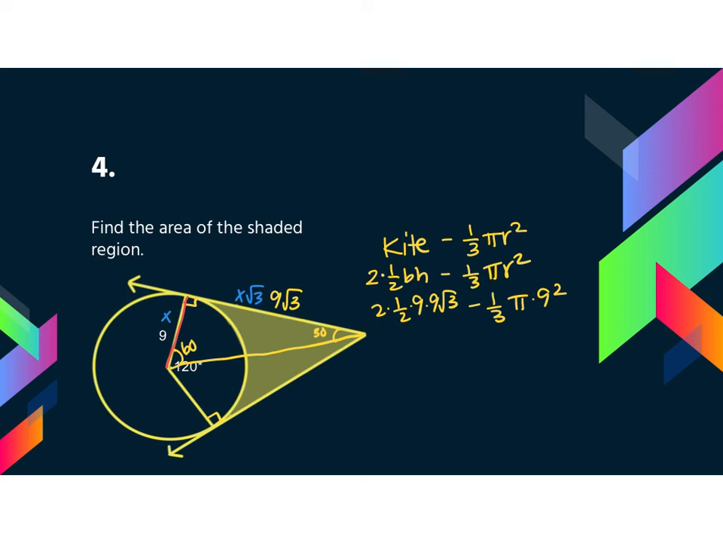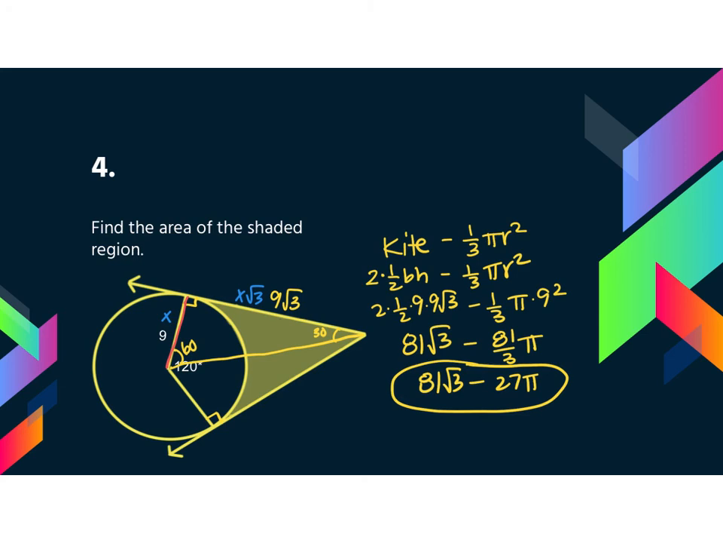Now we need to just go ahead and simplify. 2 times 1/2 is just 1, so 9 times 9 is 81 square roots of 3 minus 81, that's 9 times 9, over 3 pi. We can simplify 81 over 3, which is 27 pi. Bring everything else down. One has square root of 3, one has pi, so I cannot combine these because they are not like terms. So that is our final answer.